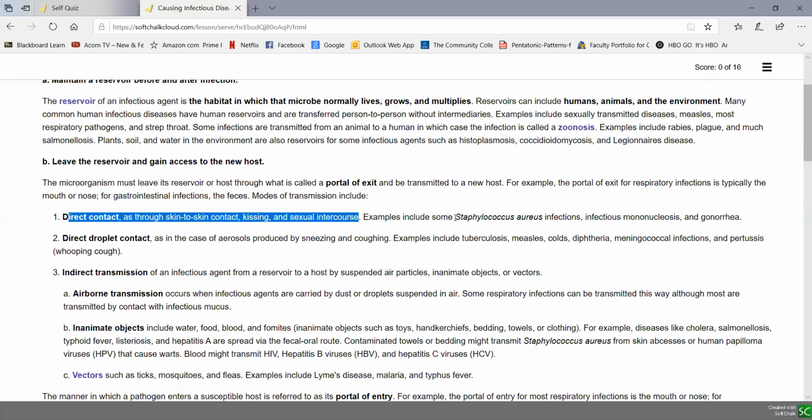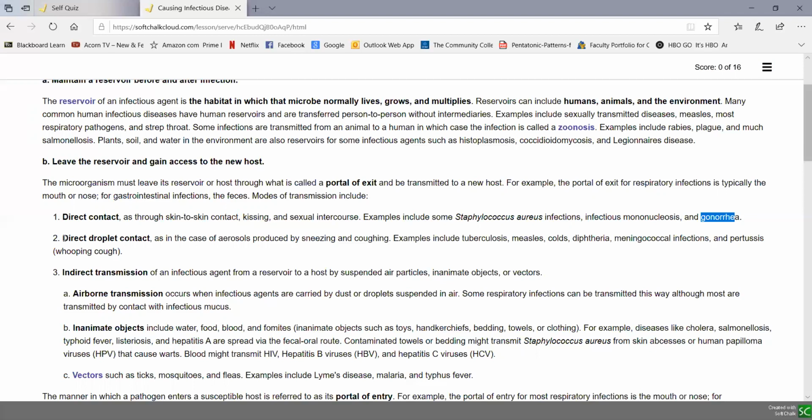For example, some Staphylococcus aureus infections are due to direct contact either with a healthy nasal carrier, where the bacteria gets onto the skin, or from direct contact with an infected staphylococcal abscess. Infectious mononucleosis can be spread by saliva and other respiratory secretions, often called the kissing disease because it can be transmitted that way. And of course, any of the sexually transmitted diseases like gonorrhea or syphilis.